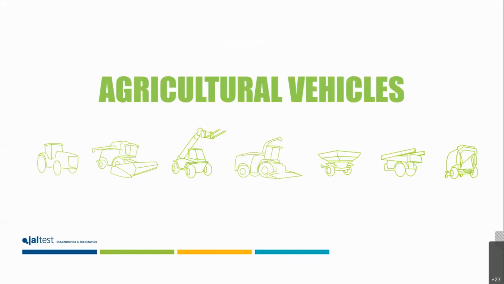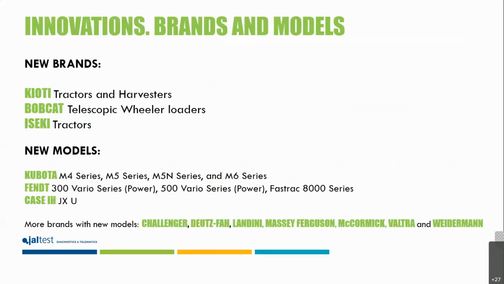And now we're entering the final part of the presentation, with the main innovations and developments made on agricultural vehicles and equipment. When it comes to new brands, we must mention three new additions: Kioti, BOBCAT, and Iseki, which are working mainly with tractors, harvesters, and telescopic wheel loaders.